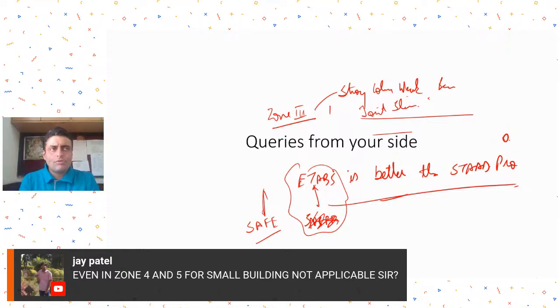Now if you are in zone 4 or zone 5, whether you should do it or not, I would say it depends on the type of structure you are doing. But even in zone 4 or 5, for this small structure, if you follow the ductile detailing clauses, I think it is sufficient.